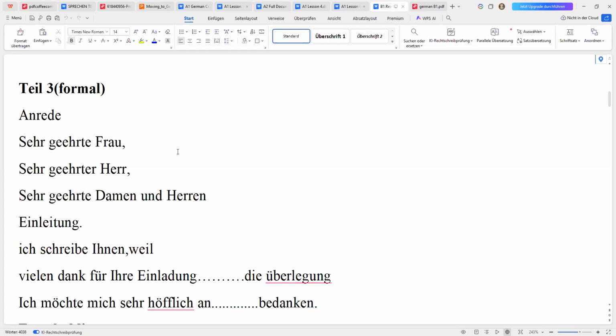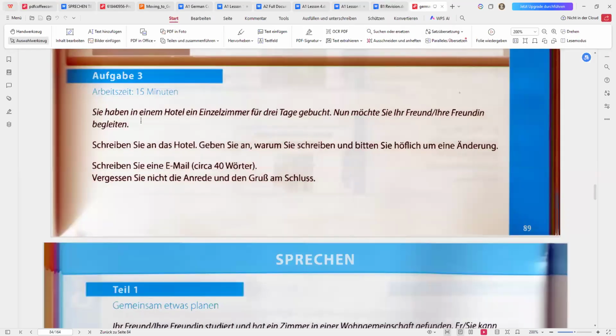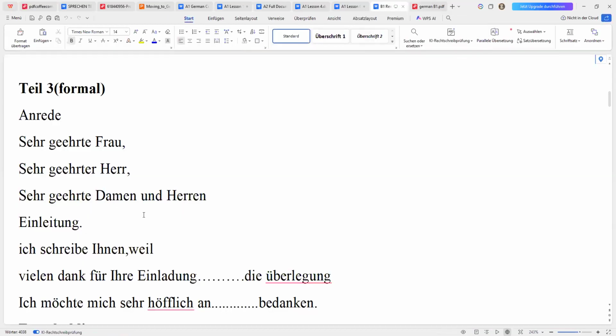Always Anleitung, you must have Anleitung. And just like I said in the first one, Anleitung, you just pull it from this statement. Ich habe in einem Hotel ein Einzelzimmer gebucht. Or you can just start directly by saying, ich schreibe Ihnen, weil, or ich schreibe Ihnen da. You just go directly to the point. Here there are no greetings.